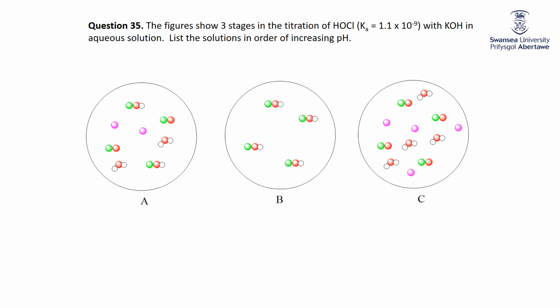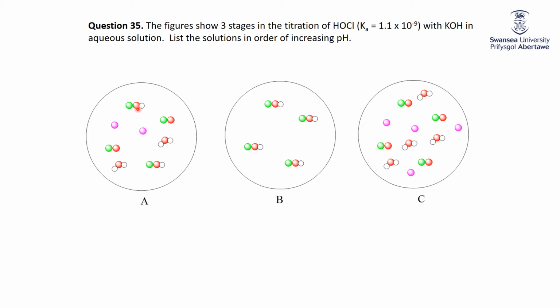Lovely little question. I got it from an ACS paper, but I think either somebody pinched it from them or they pinched it from somebody or copied it, because I've seen it several other places. But very nice question. So we got 3 stages in the titration of HOCl with KOH. Now let's have a look at what we got here.